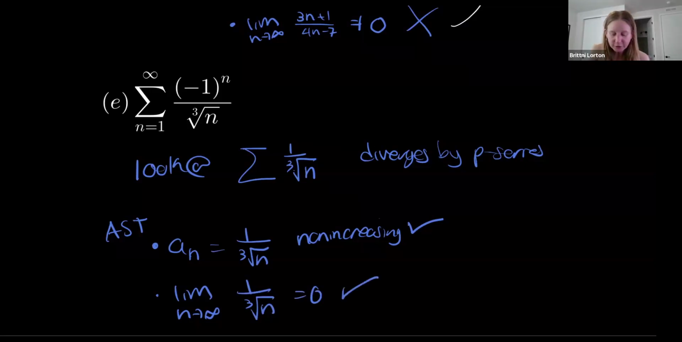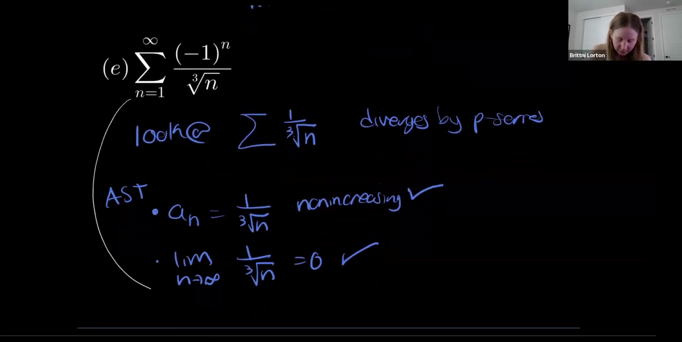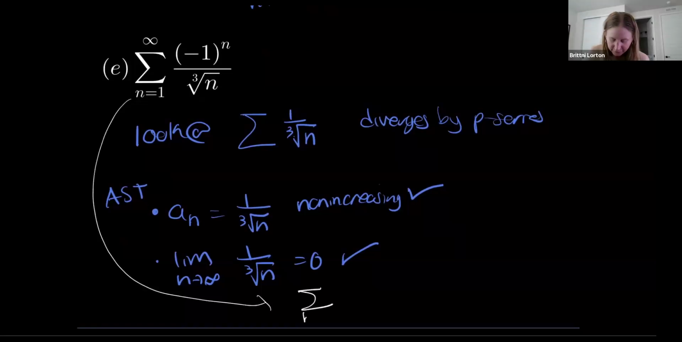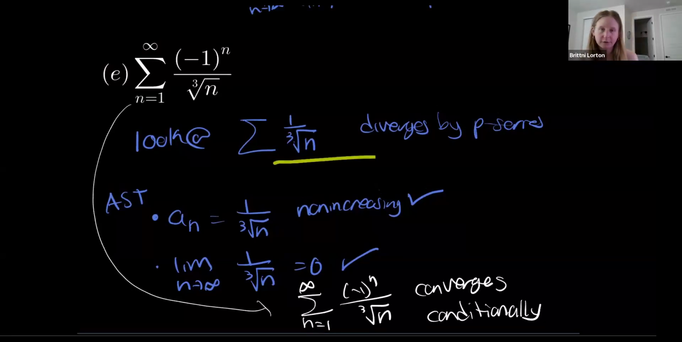So it diverged without the negative, but it passed the alternating series test, which means that that series, the sum from n equals 1 to infinity of negative 1 to the n over the cubed root of n, did converge because it passed the alternating series test, but conditionally because it diverged without the alternating.